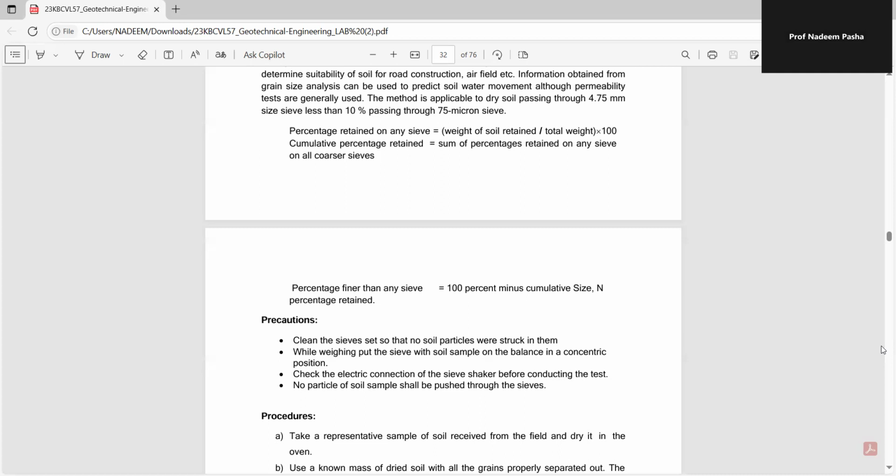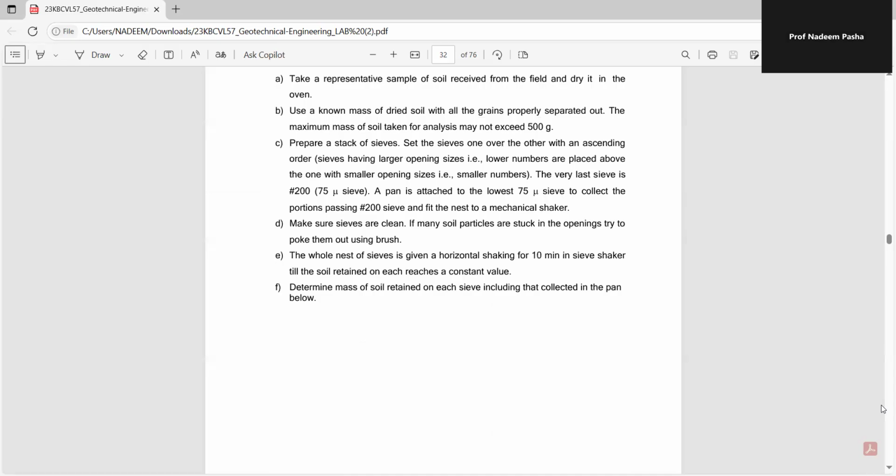Procedure. First step is you have to take a representative sample of soil received from the field and dry it in the oven. Next, use a known mass of dried soil sample with all the grains properly separated out. The maximum mass of soil taken for analysis may not exceed 500 gram.